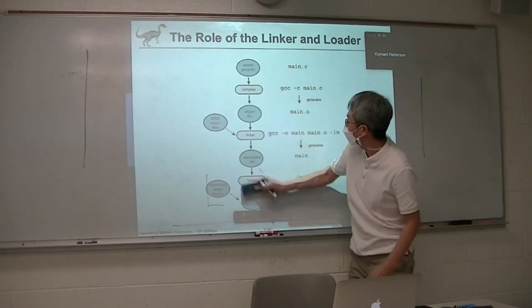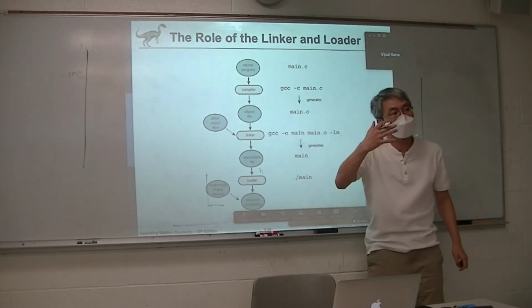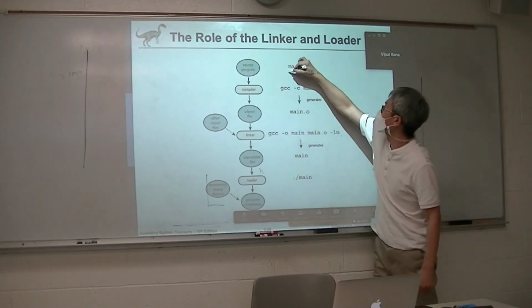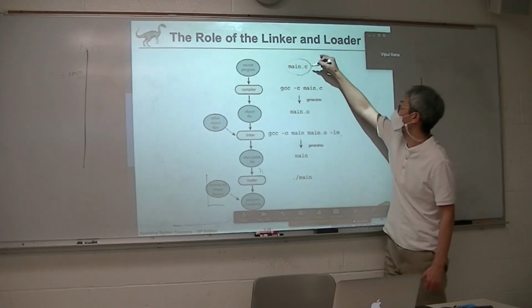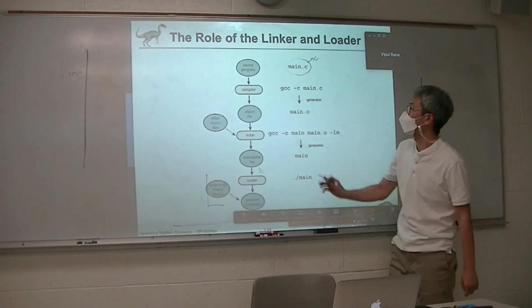So this is the typical process from the development of your application program until you execute the program. First, you are going to code. It's a main.c file. Whatever programming language you use, in this case it's C. So you have a source code. This is called the source.